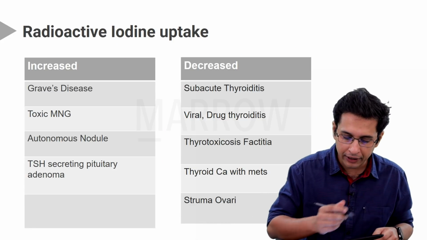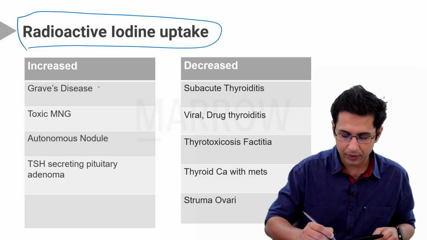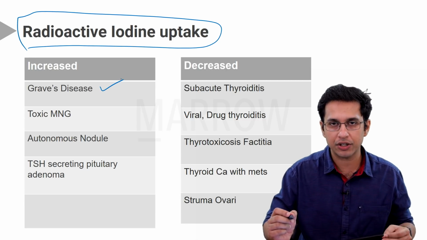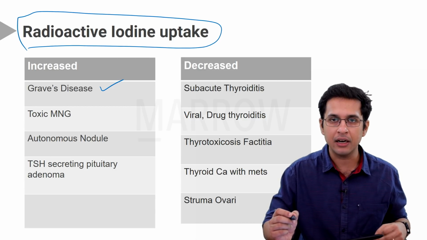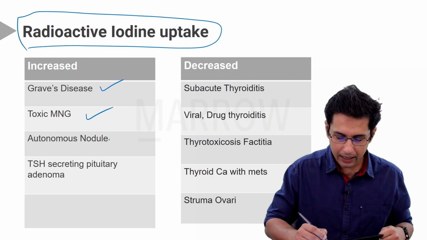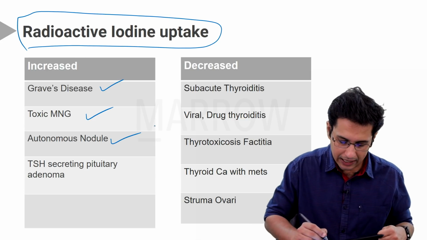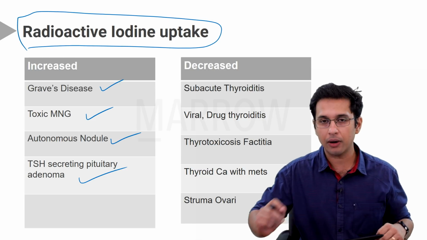So that comes to the point, radioactive iodine uptake. It is increased in Graves. A real increase in production of T3 and T4 by increase in uptake of the raw material, which is radioactive iodine. Same scenario in toxic MNG. Same in autoimmune nodule. Same in TSH secreting pituitary adenoma. Alright? Now see this column.